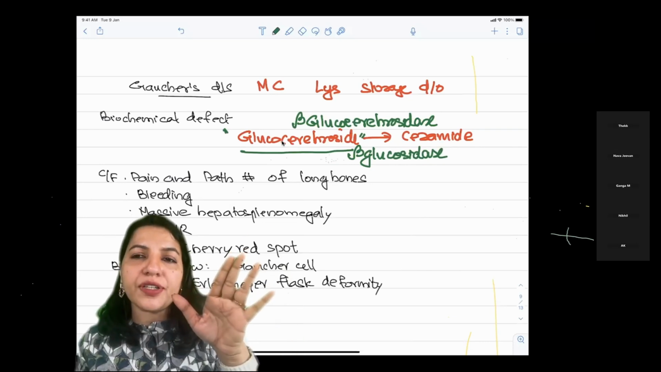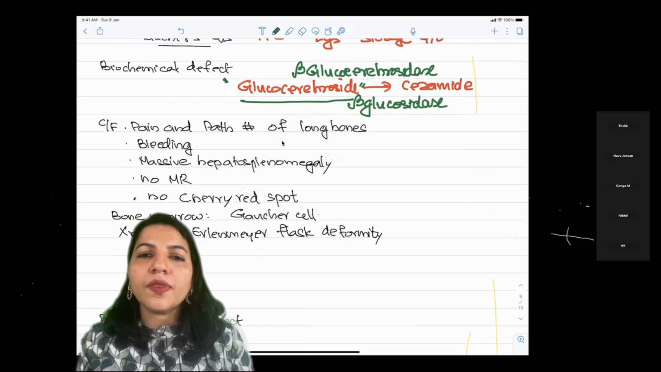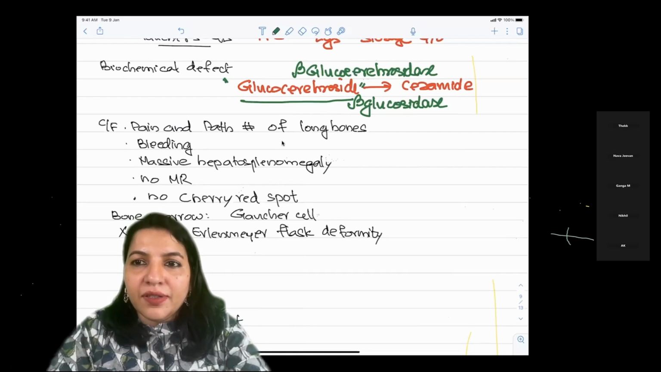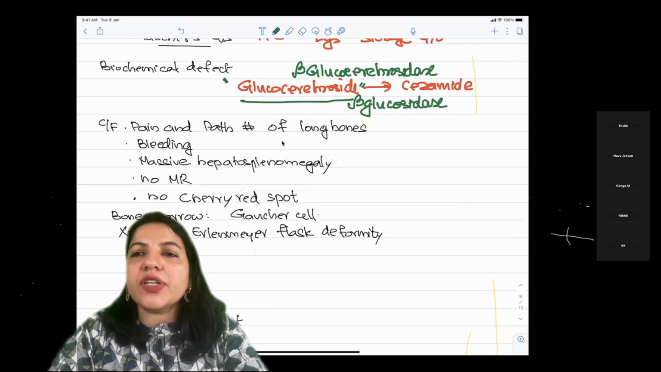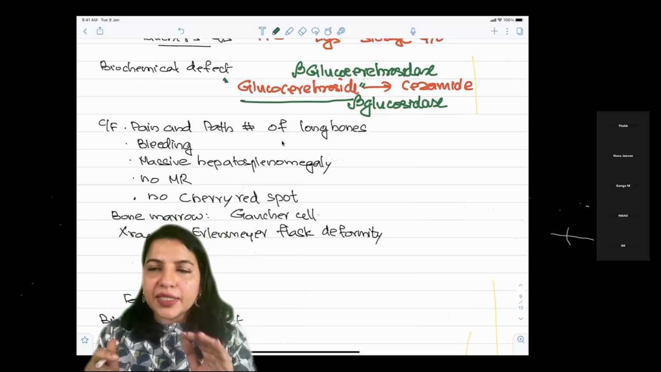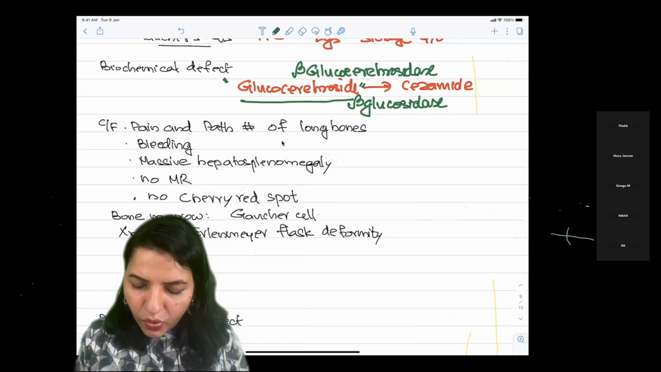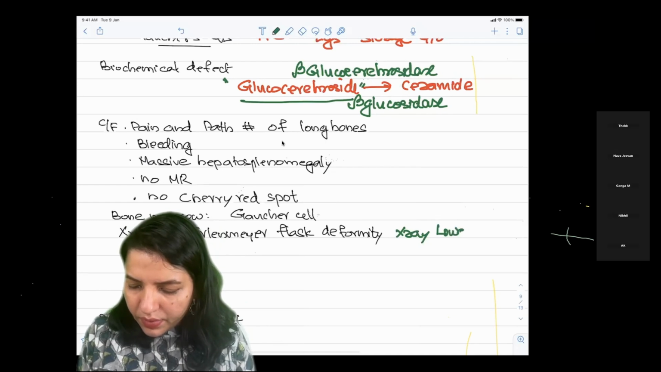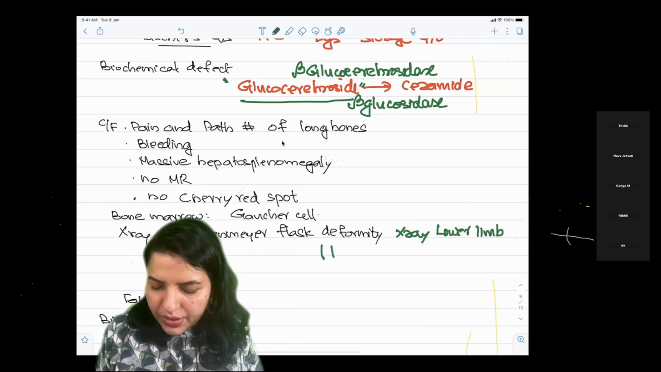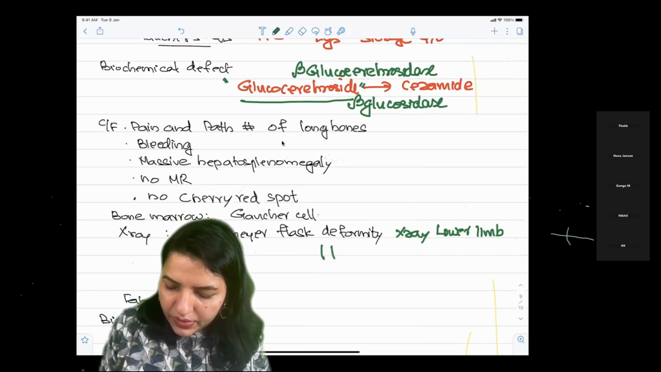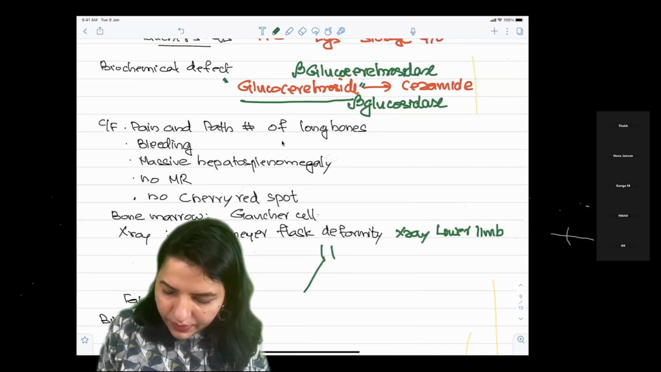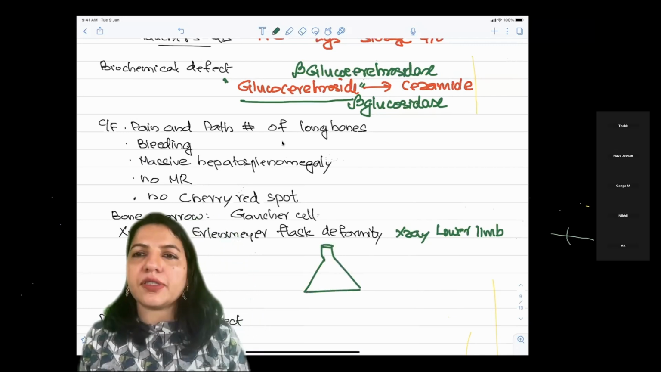Now in bone marrow, what can you find? Yes, Gaucher cells. What is the characteristic appearance of Gaucher cells? Crumpled tissue paper appearance. Okay. Then in the X-ray of the lower limb, you can find a characteristic feature which looks like a flask. This flask is called the Erlenmeyer flask. So that is a deformity, okay?